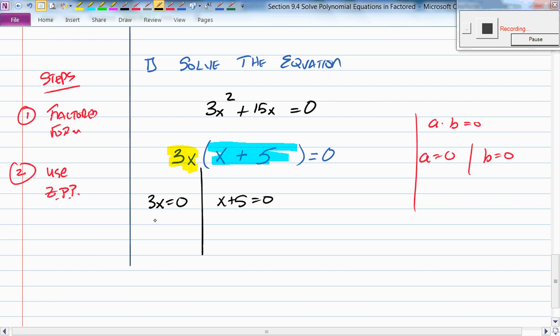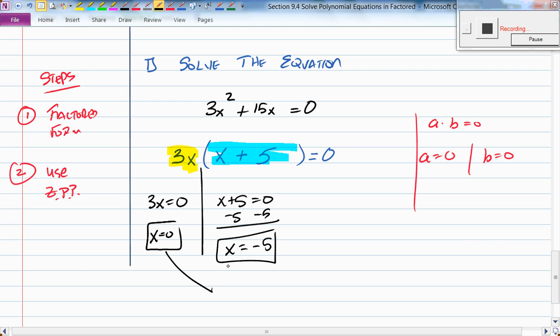Let's see here. 3 times what number is 0? What's the number have to be? X has to be 0. Very good. Or I'm going to subtract 5, and I'm going to get x is equal to what? Negative 5. There you go. Okay, so my answers are either 0 or negative 5.